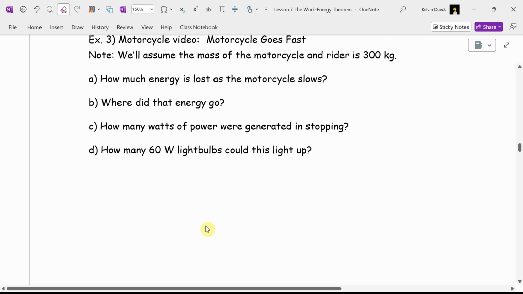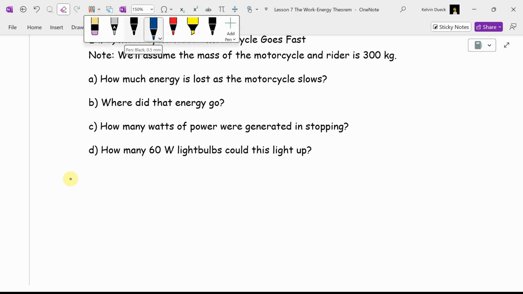I'm going to assume the mass of the motorcycle and the rider is 300 kilograms. I Googled a few fast street bikes, took an average mass, and then added the average mass of a human being, and then rounded off because we're doing a lot of rough guessing here. So, alrighty.